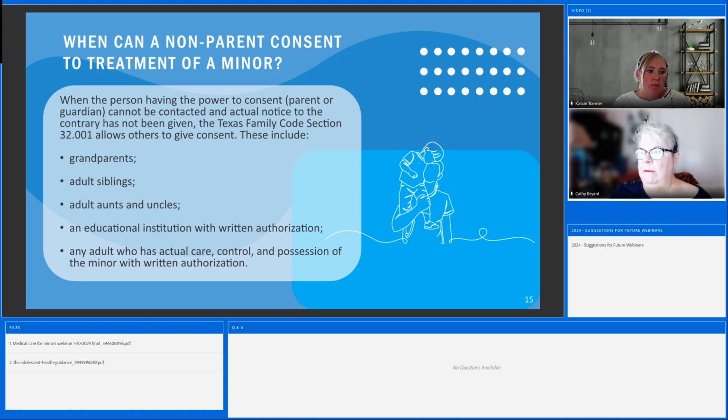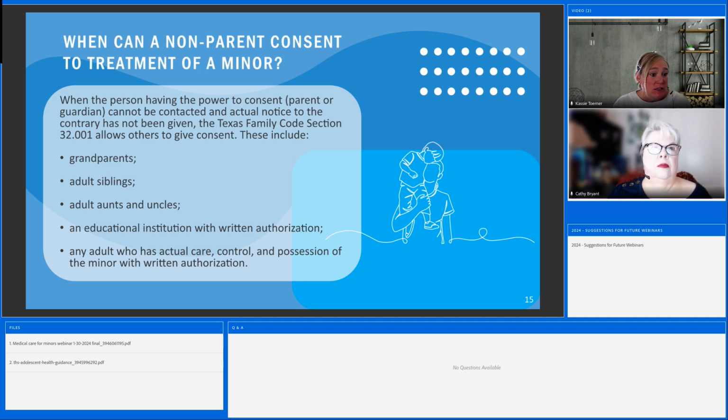So, when can a non parent consent to treatment of a minor? The Family Code 32.001 allows others to be given the ability to consent. So there's quite a few of these, and again, it's a list, and it is within that adult health guidance booklet. So if you want to have a concise list, again, download that guy. It'll be very helpful to you.